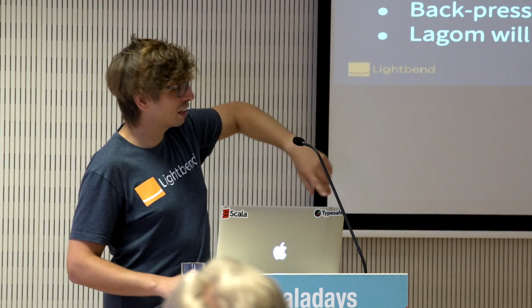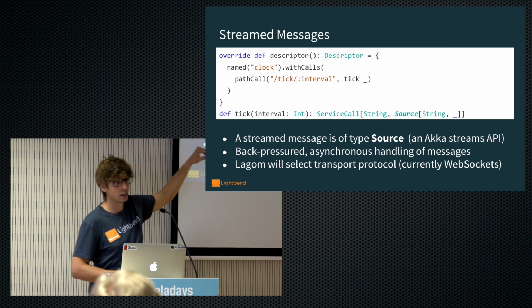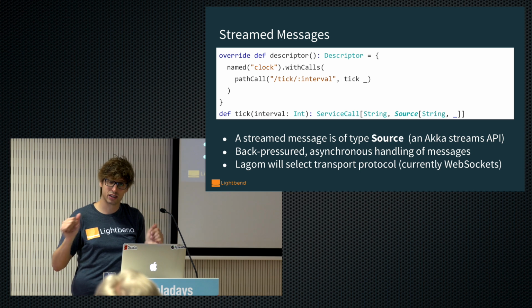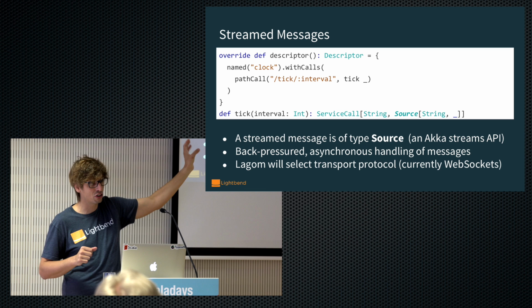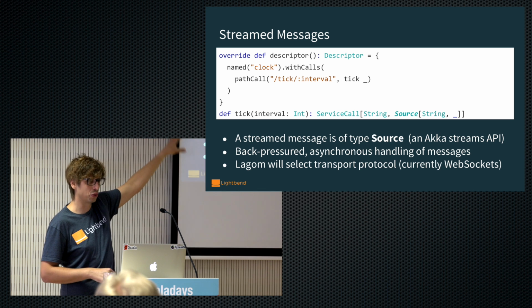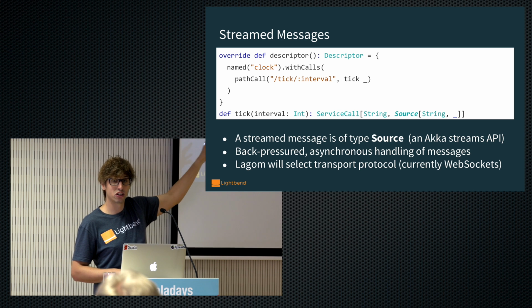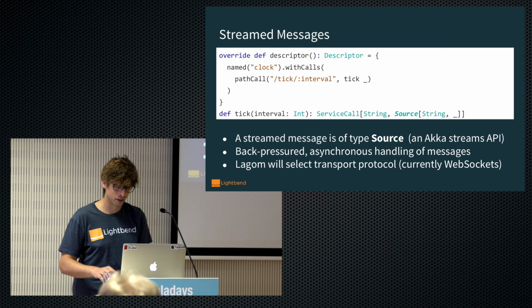Another thing is, before we talked about namedCall in our service, here we're using pathCall, right? Before it was a static path. Now it's a dynamic one. In fact, we want to extract a portion of that path and pass it as an argument to our method. And that's how you do it. Again, if you're familiar with Play, I think this syntax should be very familiar to you. It should be straightforward.